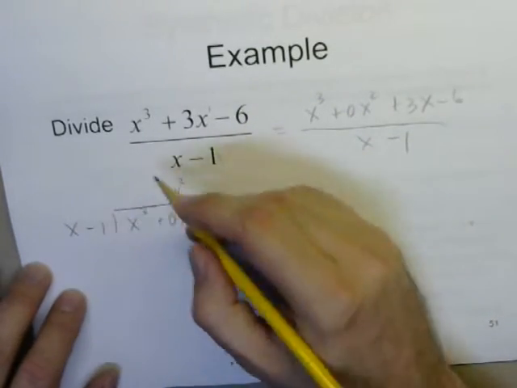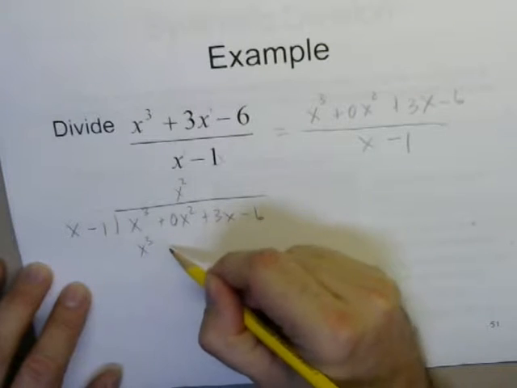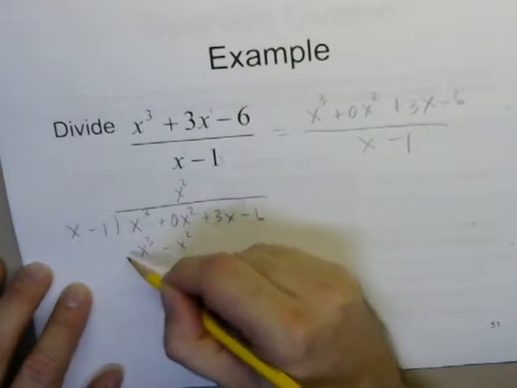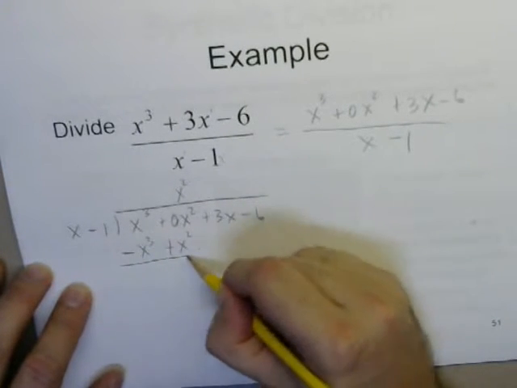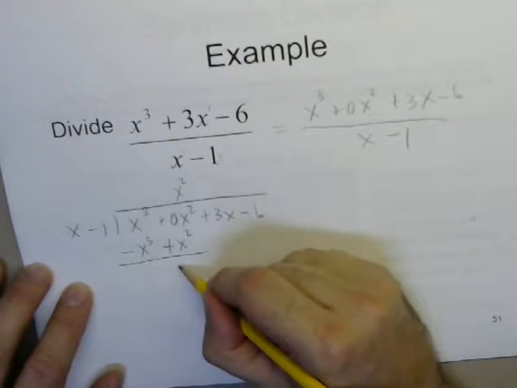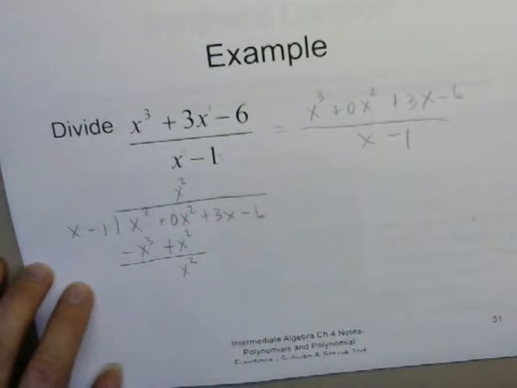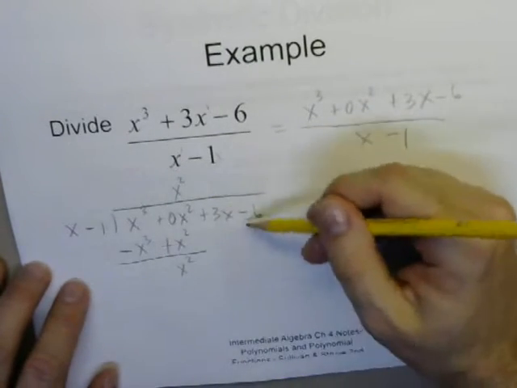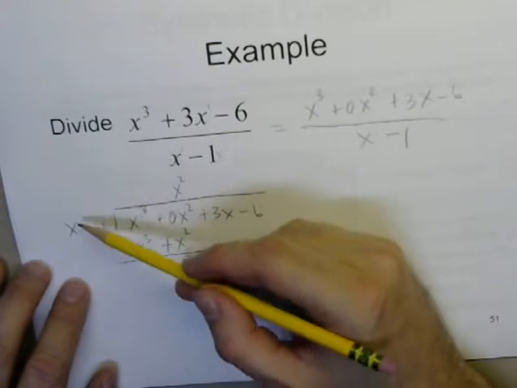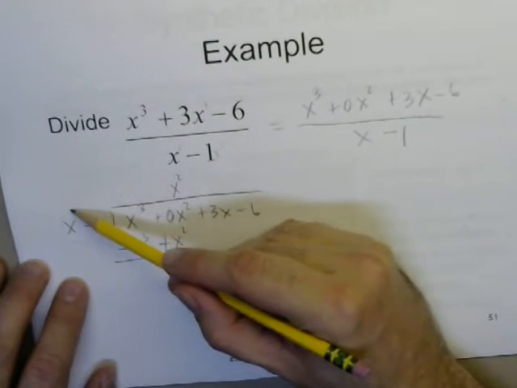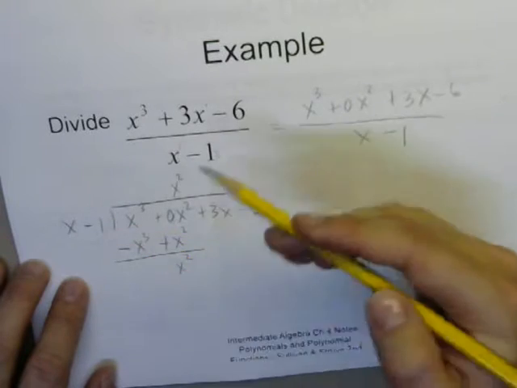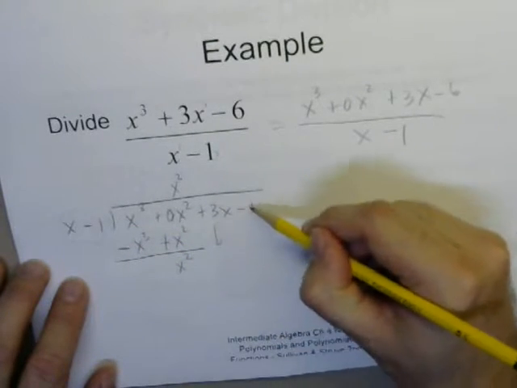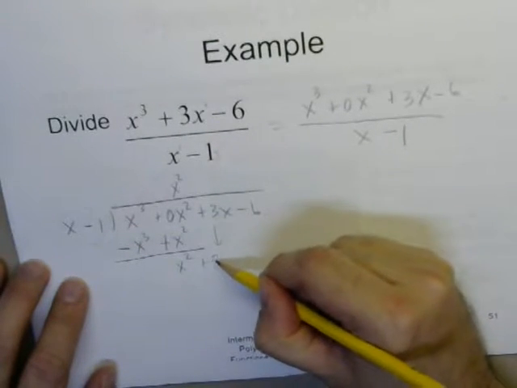Take x squared times each one of those, which will give you x cubed minus x squared. Then you have to change the sign because you have to subtract, and then bring down the x squared here. And here I should mention that you might wonder, well, how many terms do you bring down here? Well, you bring down as many terms as you have in this expression. So you have 1, 2 terms here. So just bring down the 3x. You don't need to bring down the negative 6.